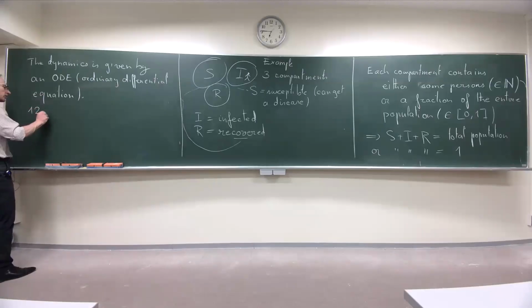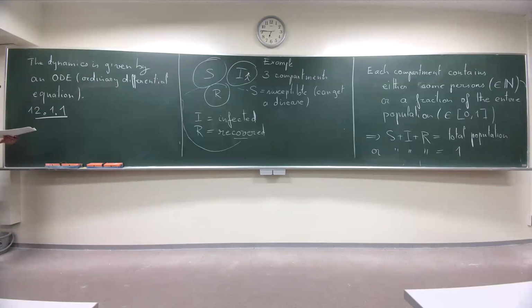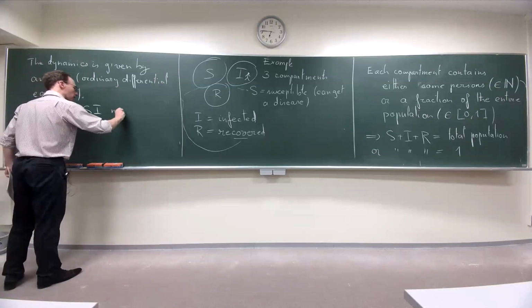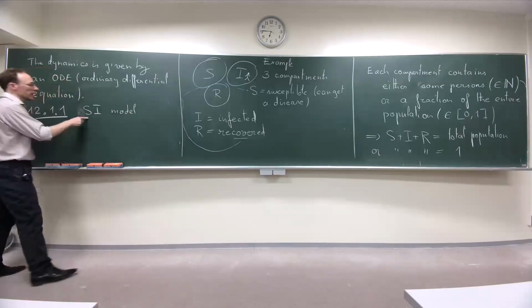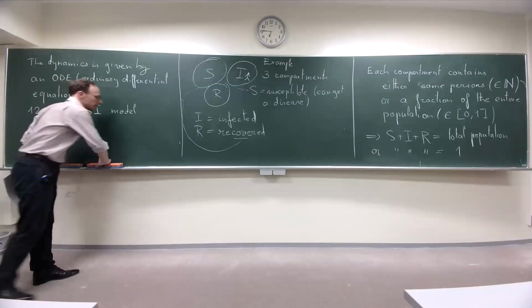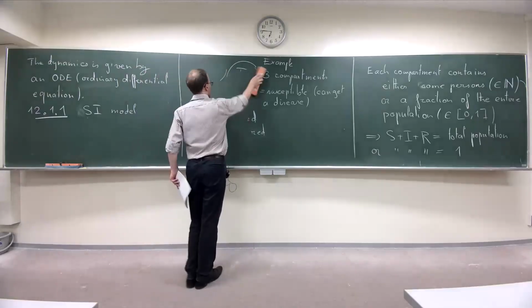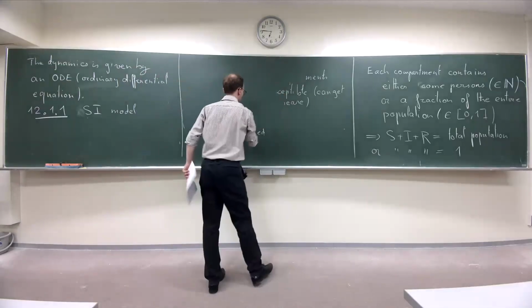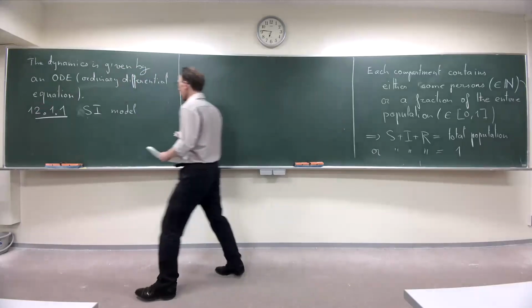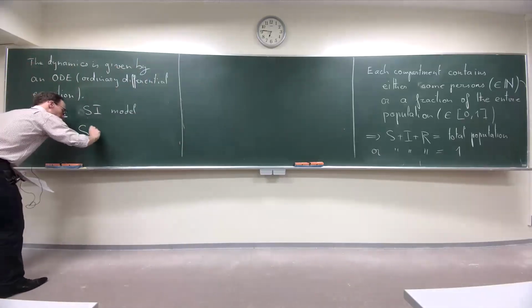Okay, so the very first model is what is called the SI model, where we have only susceptible and infected. So once you are infected, you remain infected. This is the simplest situation. So your population is only divided into two categories or two compartments only.